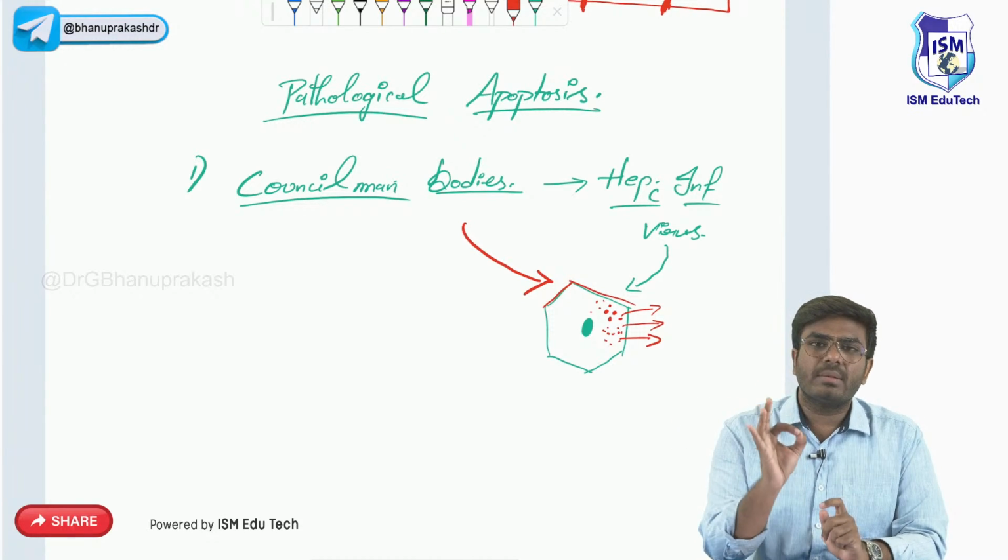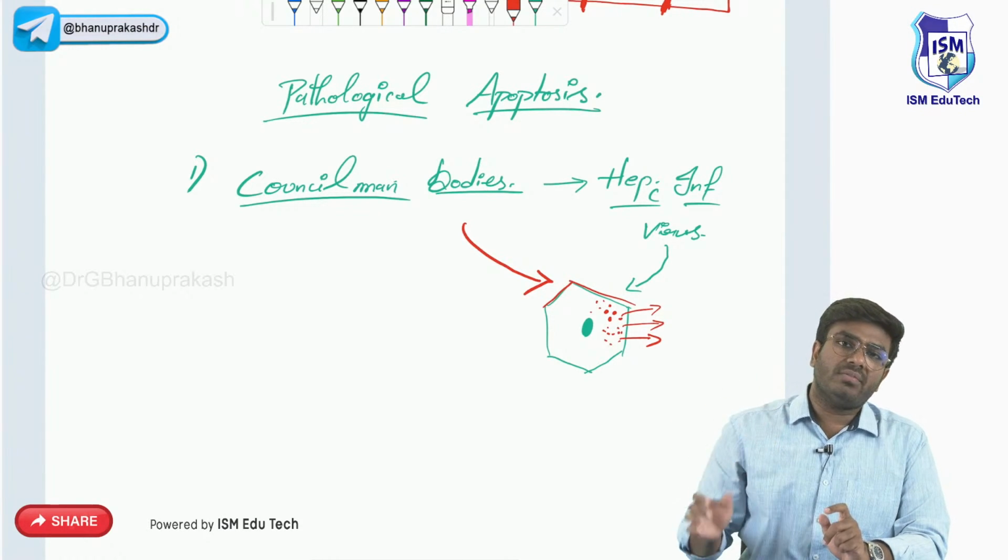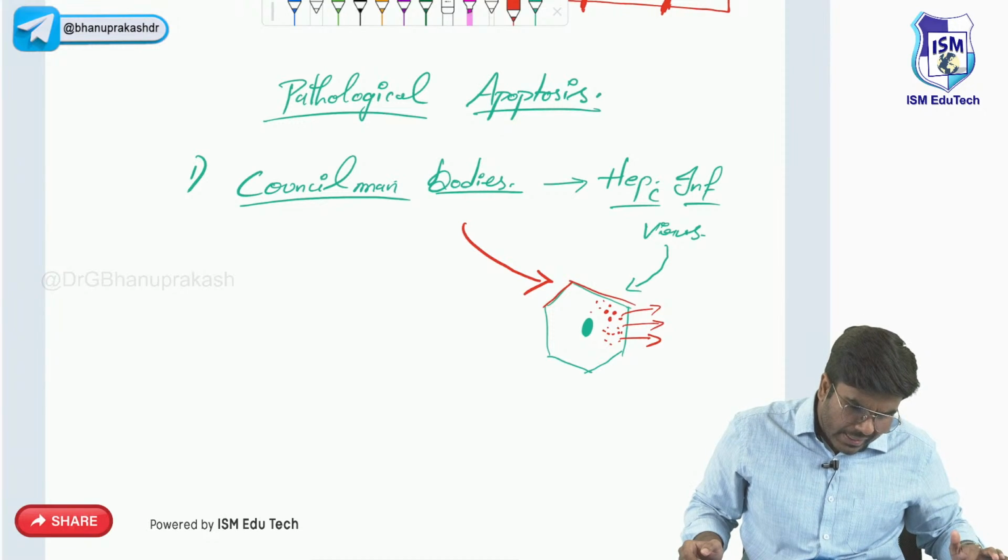Now directly tell me, Councilman bodies are seen in which infection? Hepatitis infection. Okay, guys, is it clear? Shall I go forward?